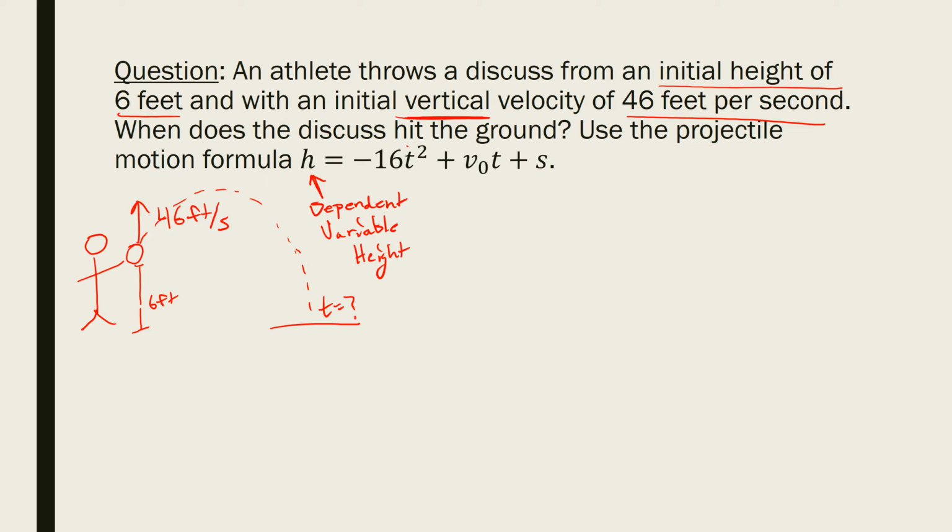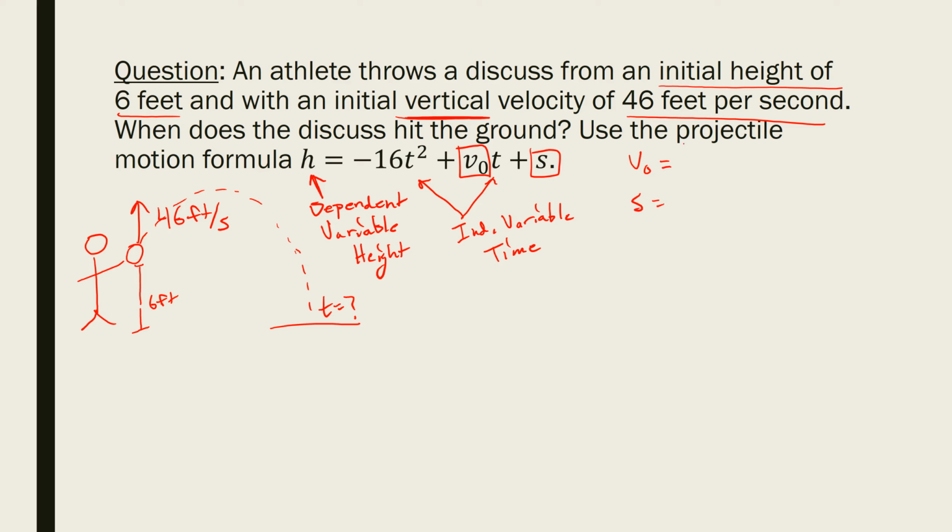The formula says, hey, let's plug in a t. This is my independent variable, and this is time. So what I mean by independent variable is that I'm going to plug in different seconds. So if I plug in like 1 second or 2 seconds and then solve the formula, it will tell me what height the discus is at that split second. Okay, so that's t. Now we have some what we call constants. The constants are v sub 0 that we see here and the s that we see at the end of the formula. These are constants.